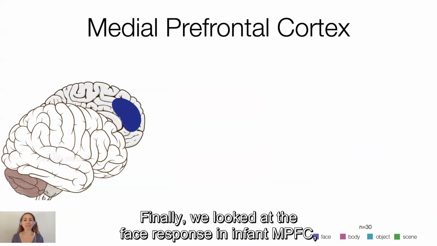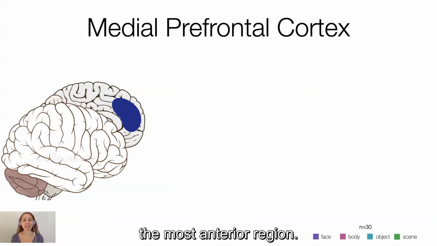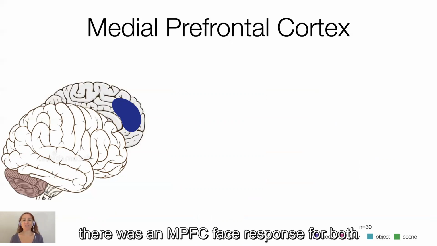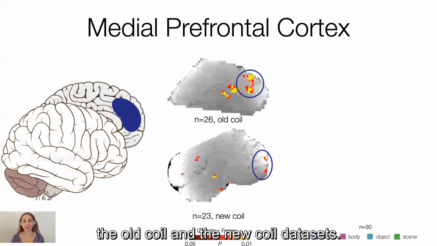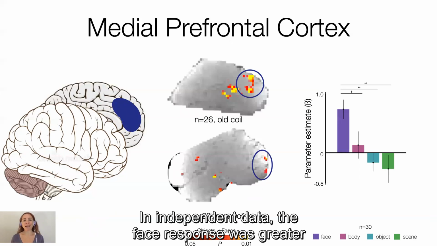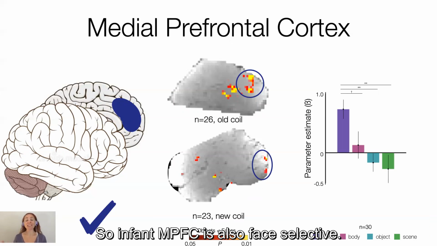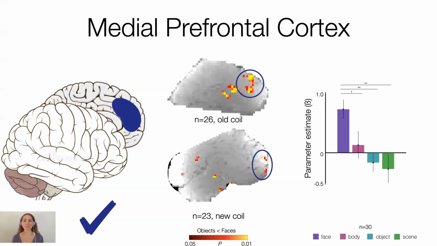Finally, we looked at the face response in infant MPFC, the most anterior region. In group random effects analyses, there was an MPFC face response for both the old coil and the new coil datasets. In independent data, the face response was greater than the response to all other conditions. So infant MPFC is also face selective.